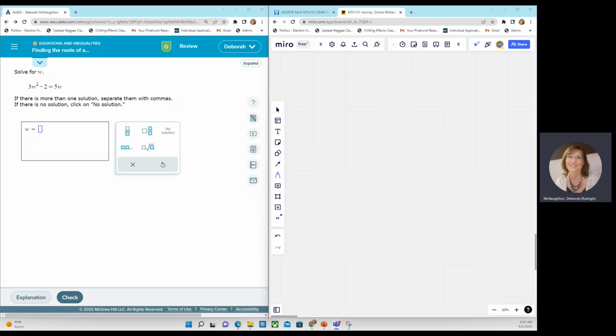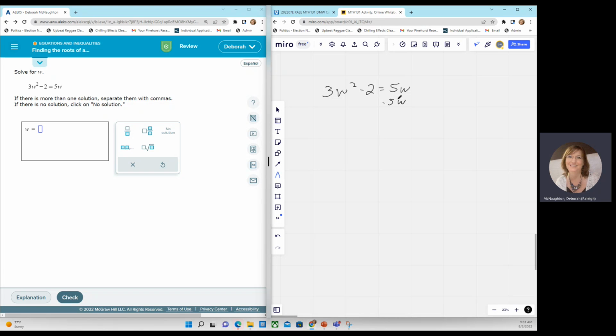So this problem is finding the roots of a quadratic equation, and when the leading coefficient is not 1. So our problem is 3w squared minus 2 equals 5w. In order to solve any type of polynomial, we need to get everything on one side of the equation and have 0 on the other side.